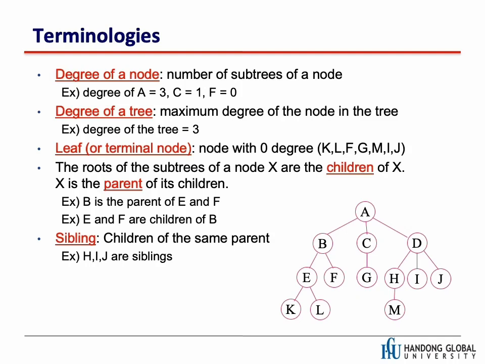Siblings are children of the same parent. So H, I, J are siblings, and G and H are not siblings.